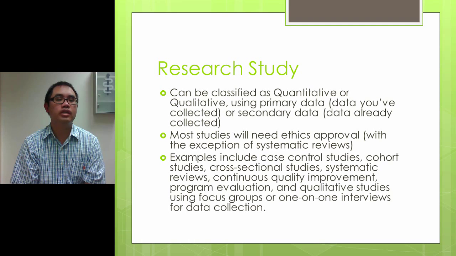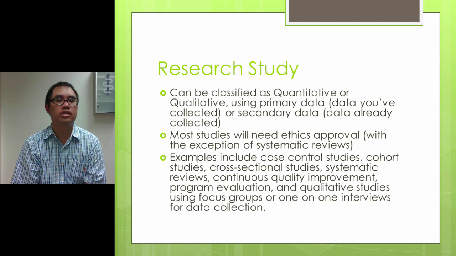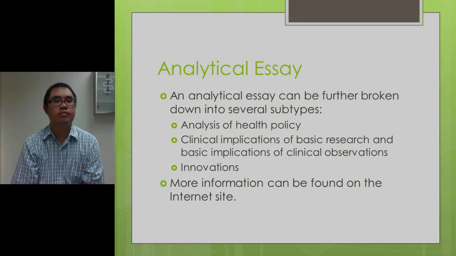Research study. So let's talk about the types of research studies that you can do. This is your typical research study and can be classified as quantitative or qualitative using primary data that you're going to collect, or secondary data that's already been collected. Most studies will need ethics approval, with the exception of systematic reviews. Examples include case control studies, cohort studies, cross-sectional studies, systematic reviews, continuous quality improvement, program evaluation, and other qualitative studies using focus groups and one-on-one interviews for data collection.